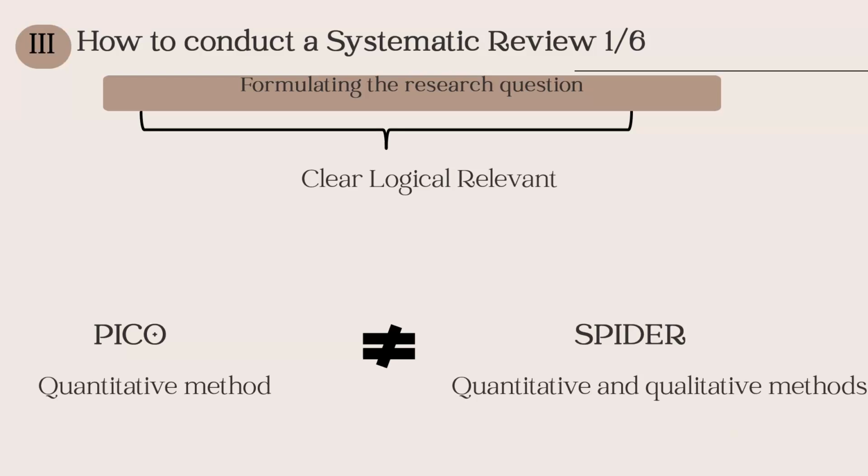2 tools are generally used, PICO and SPIDER. PICO includes population, intervention, comparison, and outcome. It's mainly used to synthesize quantitative data. SPIDER includes sample, phenomenon of interest, design, evaluation, type of research, and has been proposed as a method for qualitative research and for mixed methods.